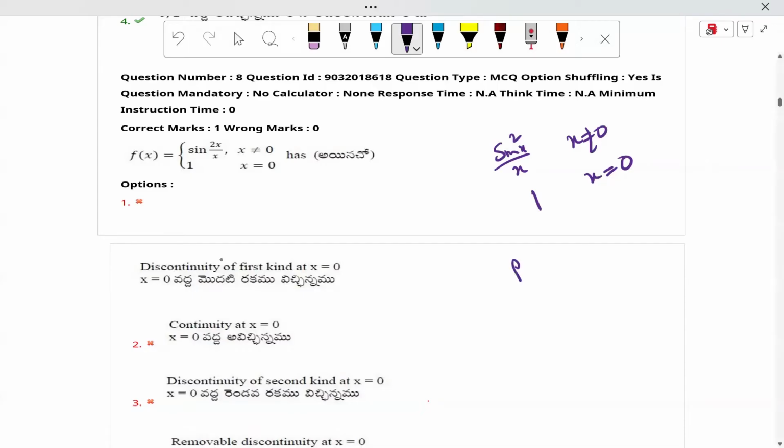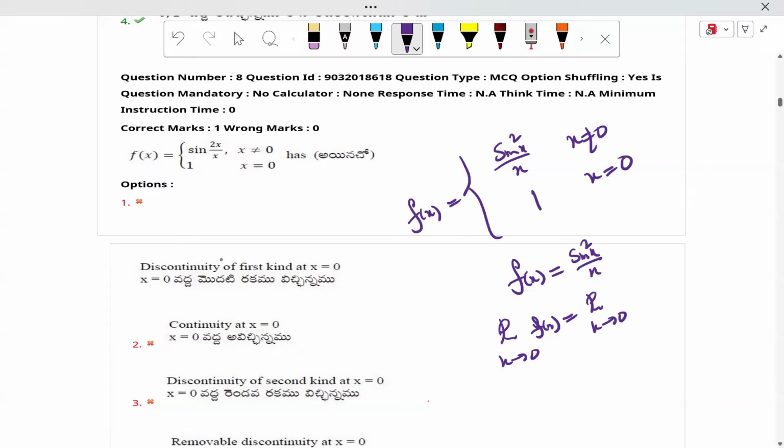సో f of x ఏమవుతుందండి? Here x not equal to 0 వద్ద it is sin square x by x అవుతుంది. It is the f of x function value. So here limit x approaches 0 f of x value is nothing but limit x approaches 0 sin square x by x. So sin 0 value is 0 by 0. 0 by 0 form we can utilize the L'Hospital rule.